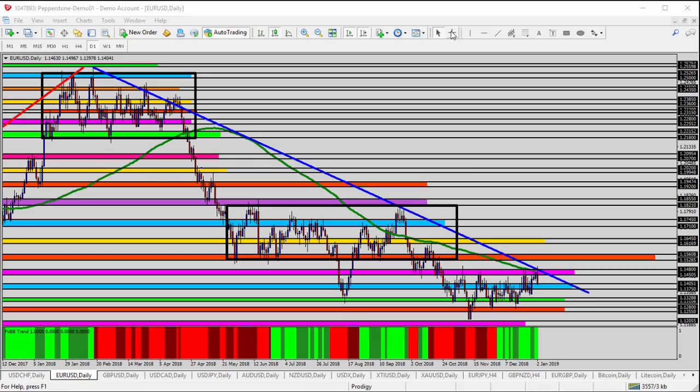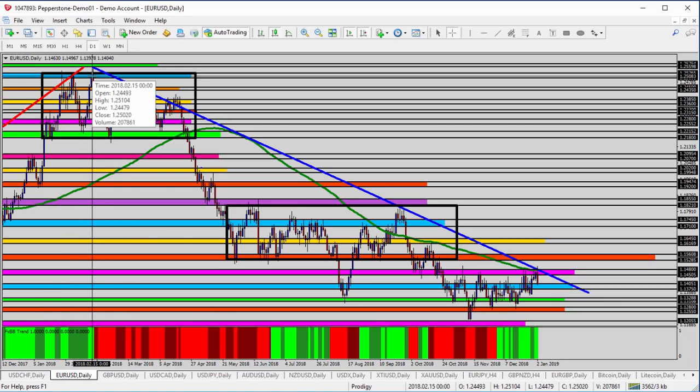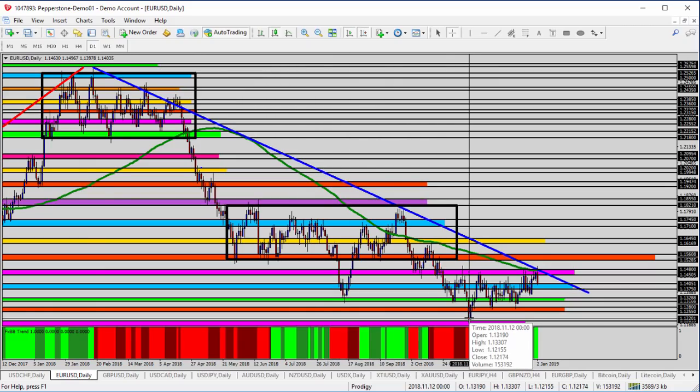Let me get the crosshair. It started much of 2018 back in February. We matched the high up here at the top of the chart into the 1.256570 area. It moved all the way down to the bottom of the chart back in November. We saw the low on November 12 down here towards the 1.1200 level. So, quite a long-term downtrend.